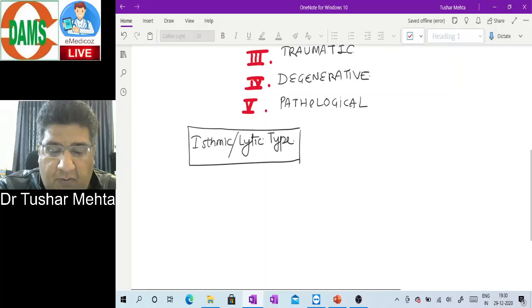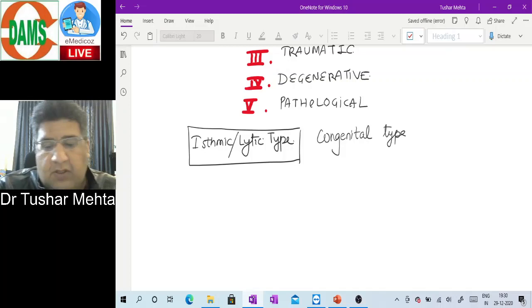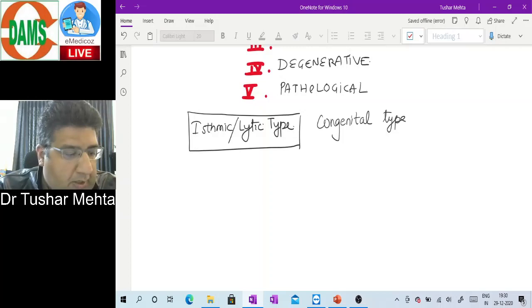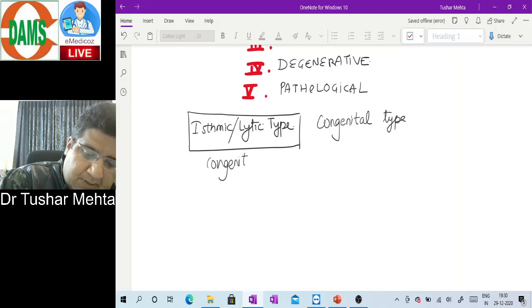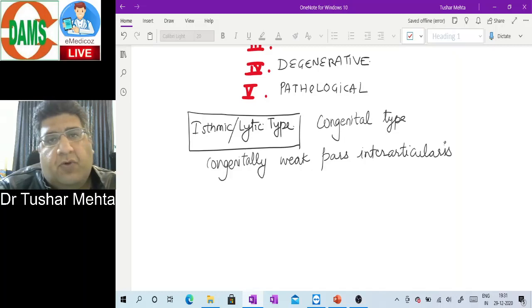First thing that I want all of you to remember is that this is a classical congenital type. It is not acquired, it's already there right since birth. Okay, now what is there right since birth? You have to understand, this is the most common type, that's okay, but what is there since birth? Let me tell you, there is a congenitally weak pars interarticularis. It's a congenital weakness. The person is born with a defective pars interarticularis.